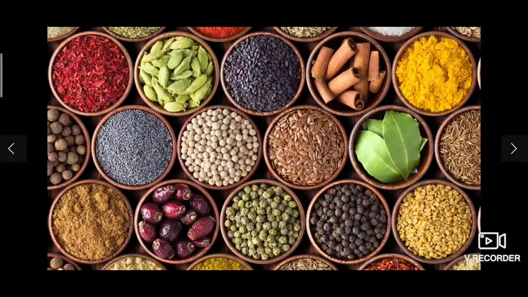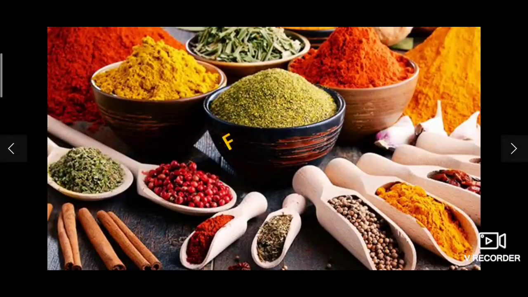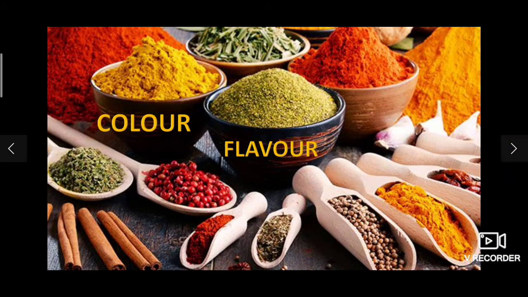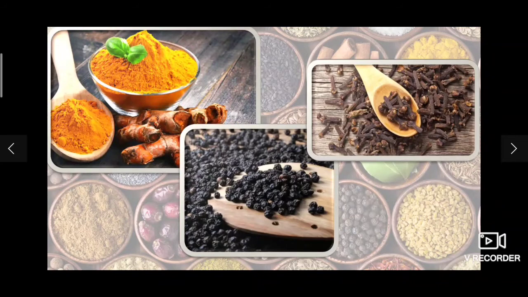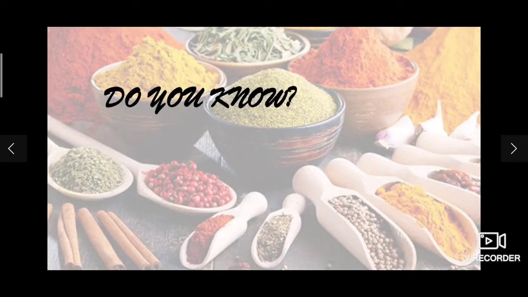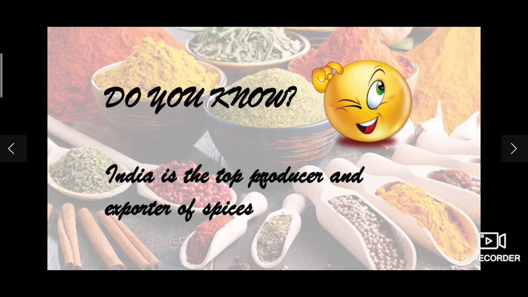Indian food has become popular worldwide. This is mainly because of the special spices we use in our food. The spices add flavor, color, and taste to our food. Some of the common spices include cloves, pepper, turmeric, and so on. Do you know? India grows over 50 different varieties of spices. India is the top producer and exporter of spices in the world.